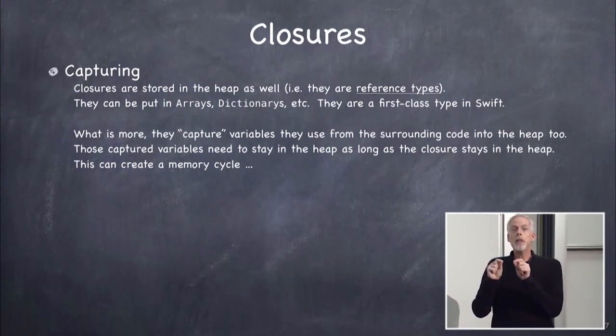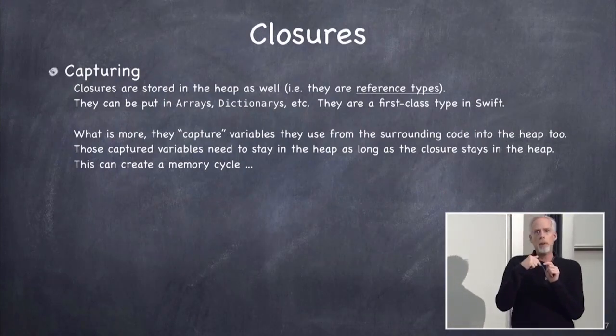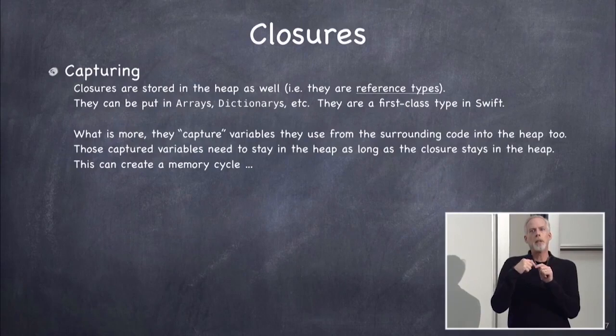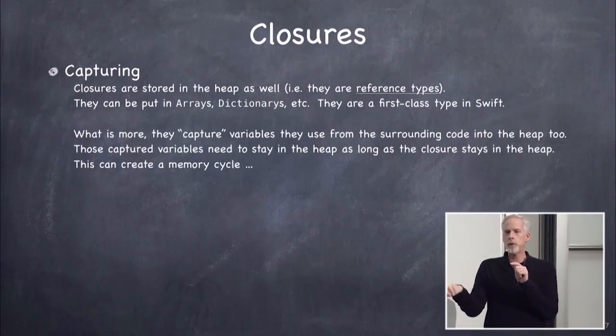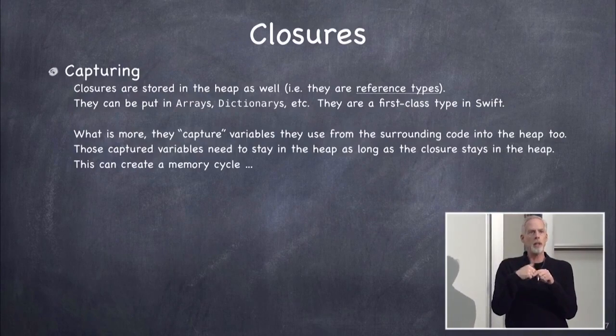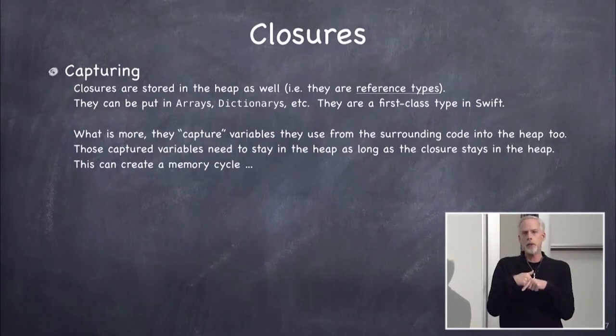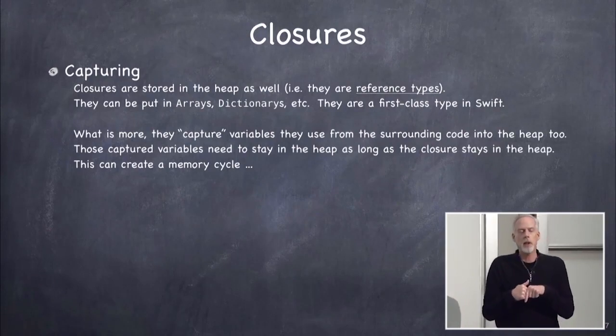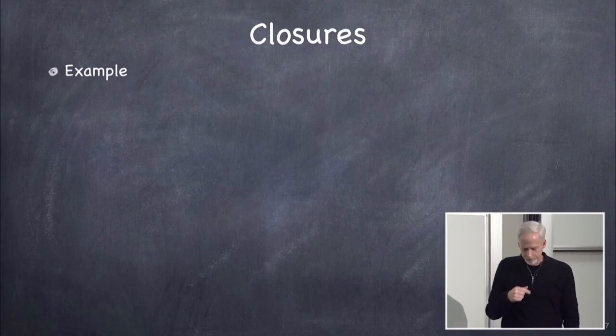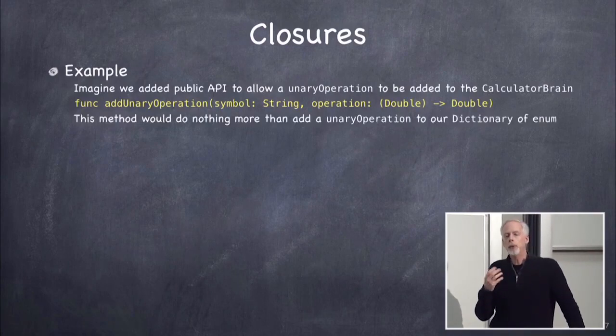And the problem comes if that other thing has a strong pointer back to that closure, because now you have a memory cycle. The closure is keeping that object in, and that object that has a pointer to the closure is keeping the closure in. They're keeping each other in memory. Now, neither of them can ever leave. Okay? It's called a memory cycle. It's really easy to create a memory cycle in a closure, as you will see. So here's an example with our calculator.